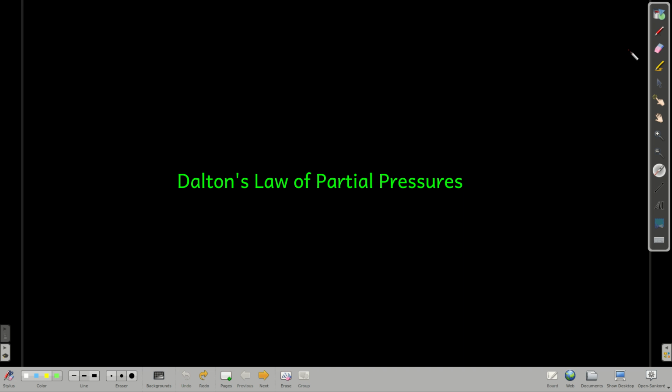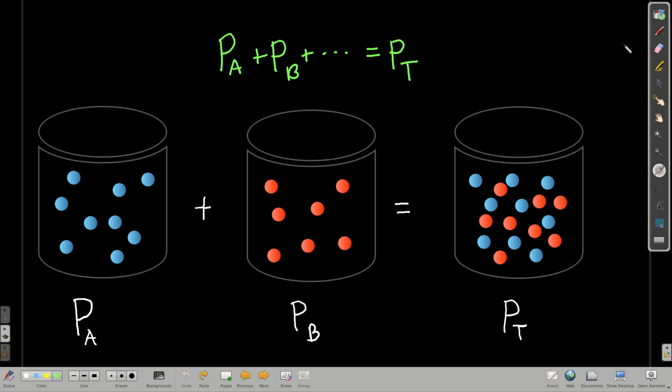In this module, we're talking about Dalton's law of partial pressures of gases. So Dalton's law is a pretty simple concept. It says that if you have a mixture of gases, the total pressure in that container is equal to the sum of the partial pressures of the individual gases.